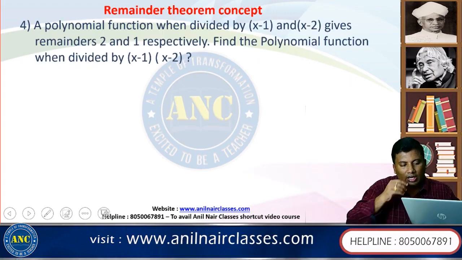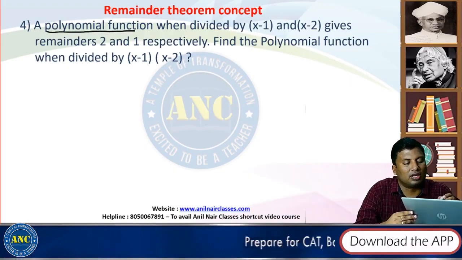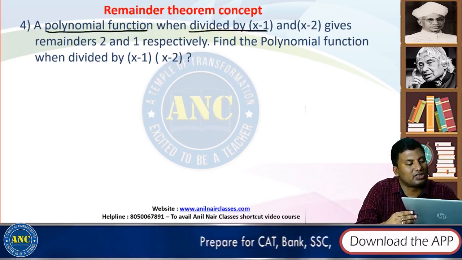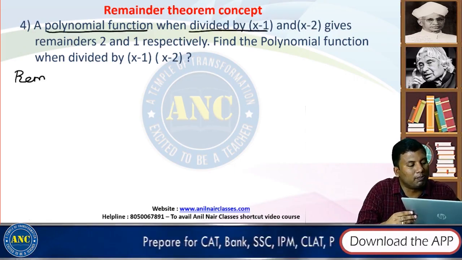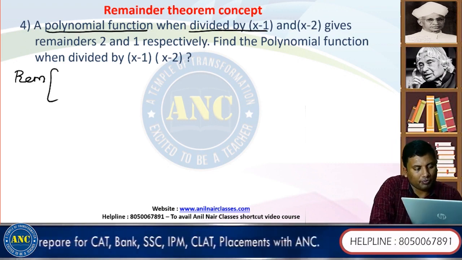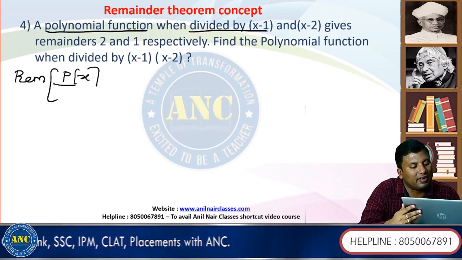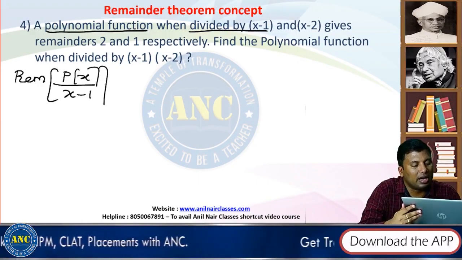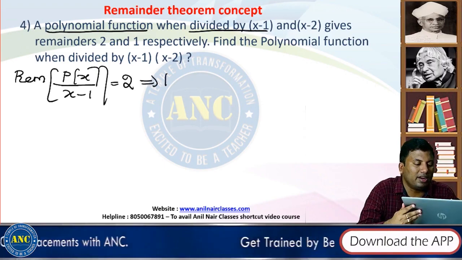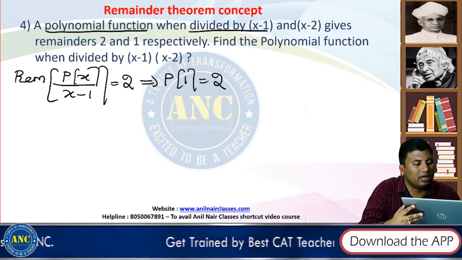Fourth question. Now, let us read one by one. There is a polynomial function, it seems. When that polynomial function is divided by x minus 1, I got a remainder 2. That means wherever x is there, if I substitute 1, I got a remainder 2.